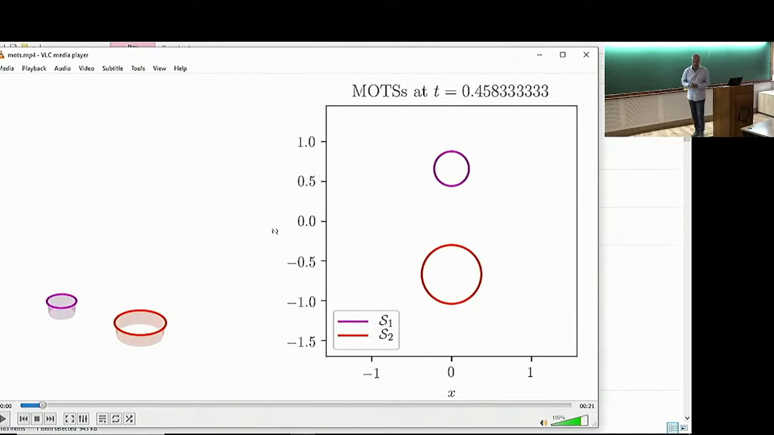Okay, so let me first explain what you will see. This is a visualization in terms of just a slice through your space-time, the XZ plane. The black holes are along the z-axis, so they will come closer to each other along the z-axis, and this is showing you the result along this slice of the MOTS.